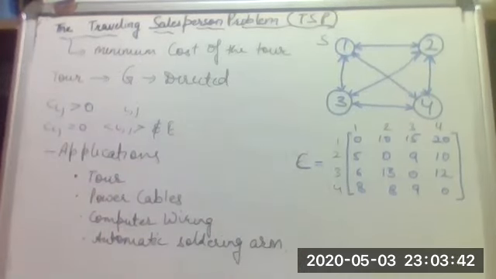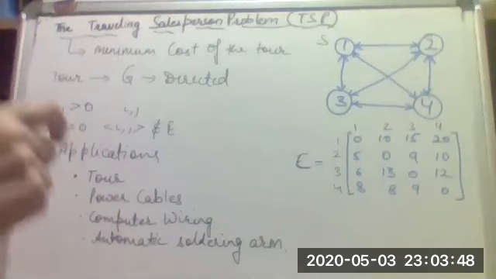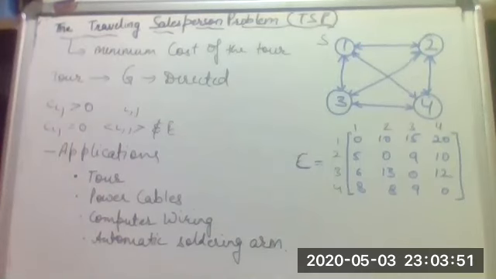The soldering arm is an example of a robot that moves the arm from its base location to the different points where soldering is required and comes back to its base location again. It has to do so at minimum cost. So everywhere a robot is involved and doing a task, this applies.